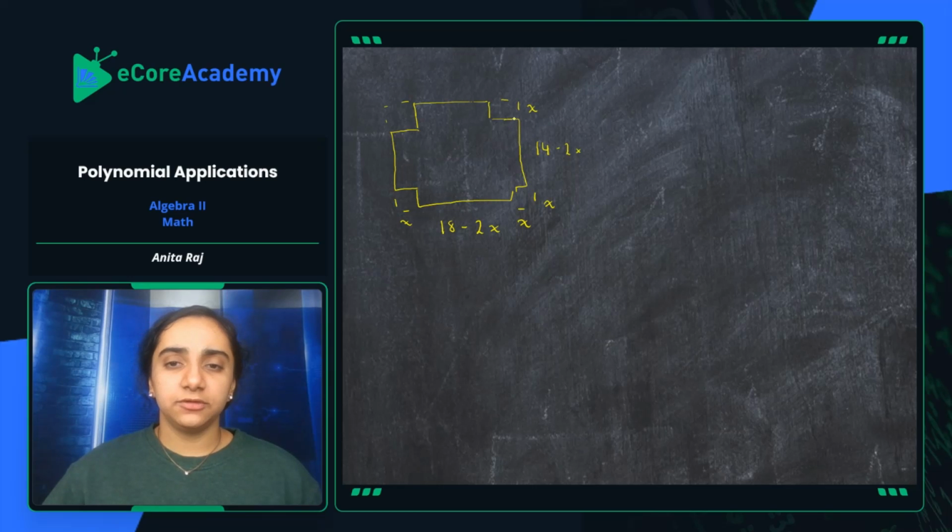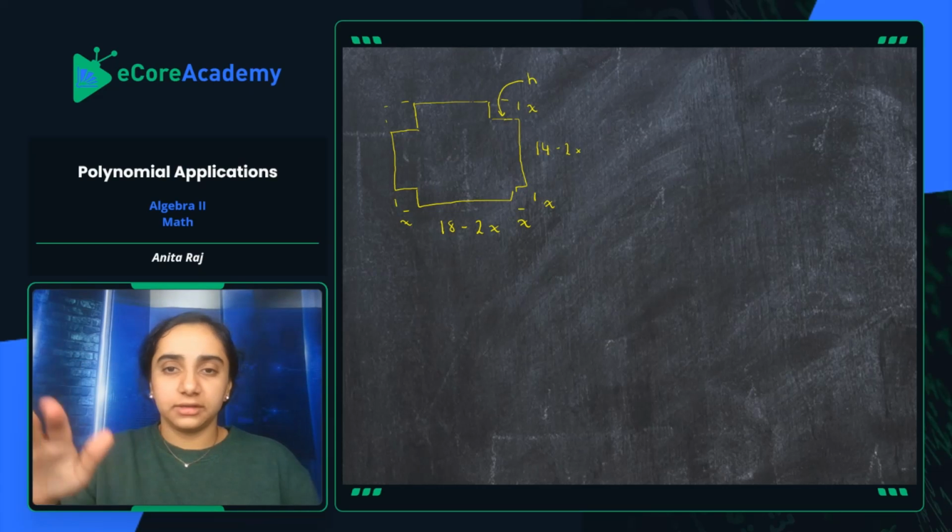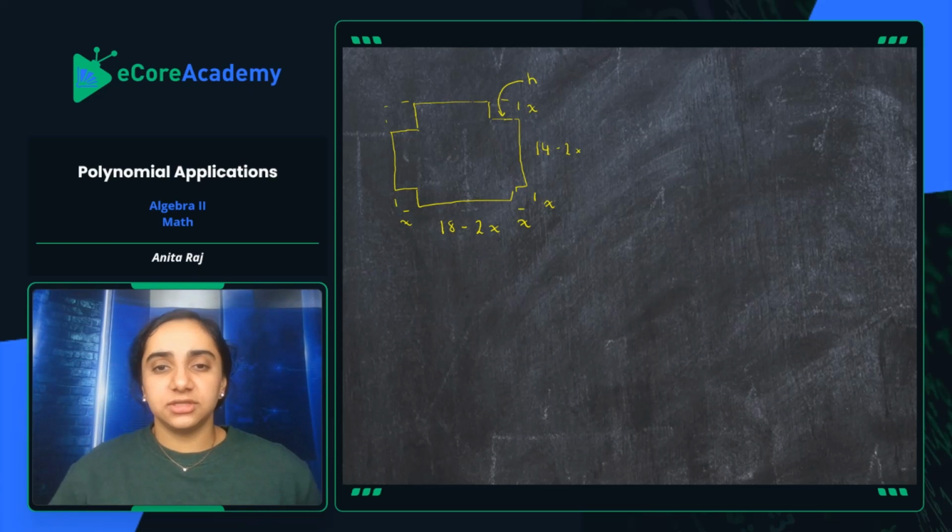And then now we're going to have to do some imagining. If we have this flat shape and we're folding up the edges, this side right here is going to be equal to the height of our open box. So if we fold up the edges, this side right here, which is technically x, which is technically the edge of the box, is going to be the height of the box.